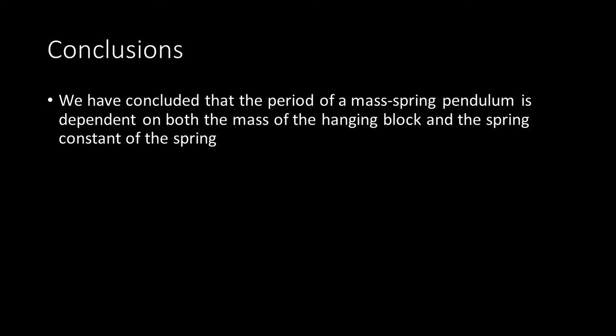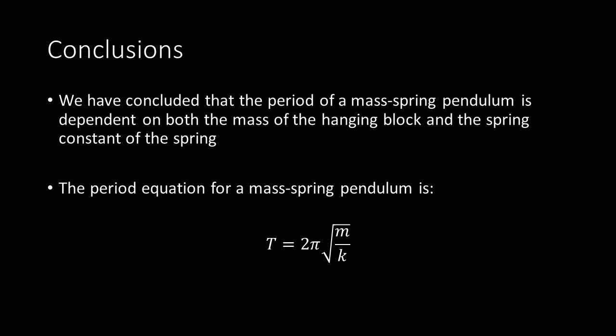So what have we concluded? We have concluded that the period of a mass spring pendulum is dependent on both the mass of the hanging block and the spring constant of the spring. Also, the period equation for a mass spring pendulum is: period is equal to 2 pi the square root of mass over the spring constant.